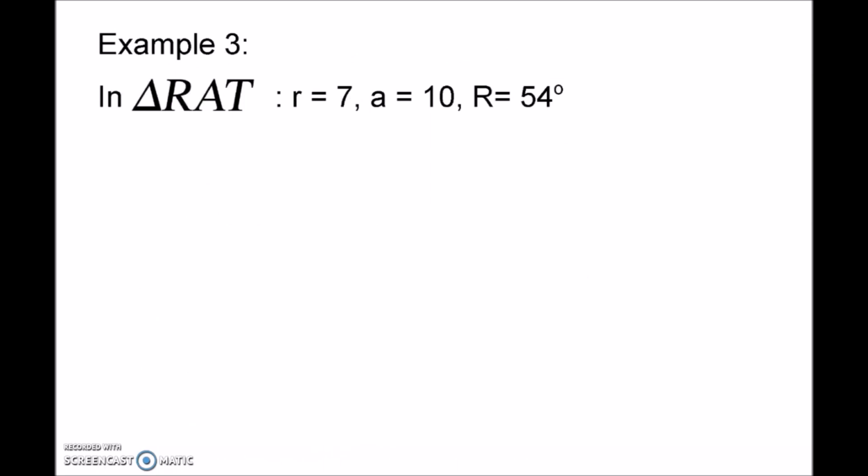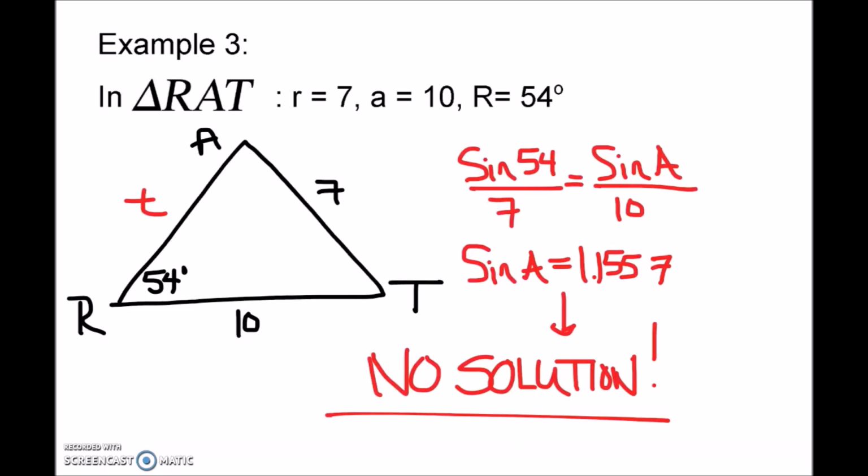Last one for the day, and if you can get this one right, we'll consider us all experts and feel pretty good about things. So give this a try, pause the video, and let's see how you do. So how'd you do? When you solve for angle A and we get sine of A is greater than 1, we can just stop. We have no solution. So we can stop there.